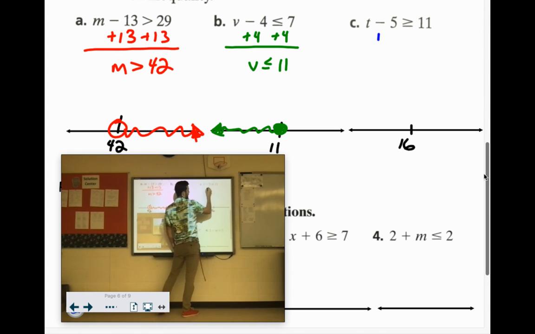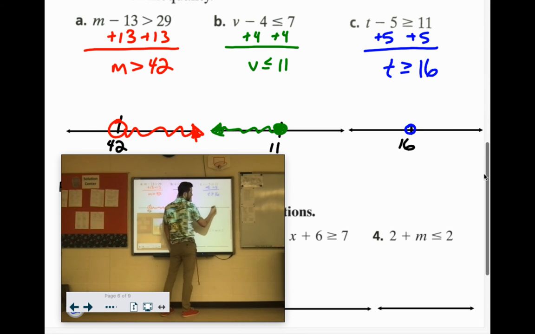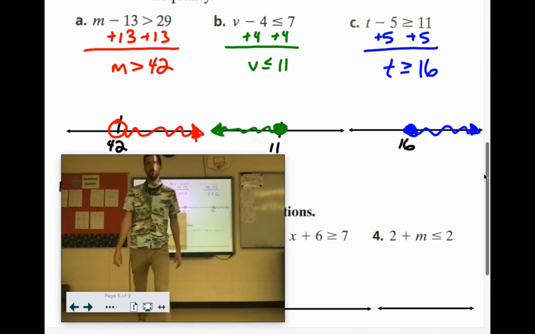And here we have to add 5. 11 plus 5 is 16. t is greater than or equal to 16 would be a closed dot. Shade to the right. Fantastic. We did it. We did it.